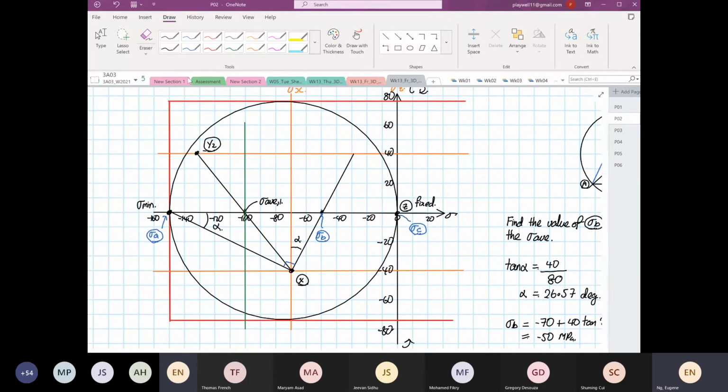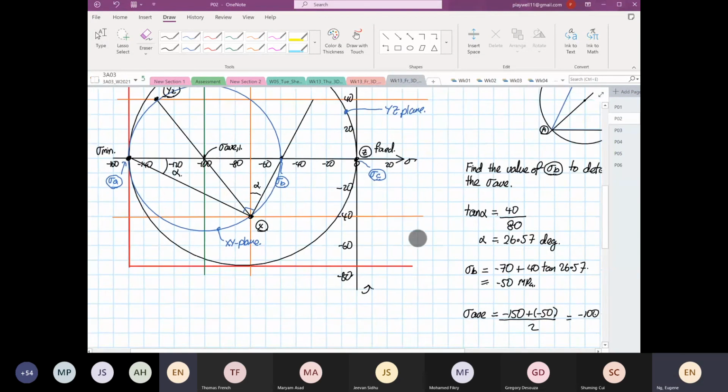Hold on. Where is my pen? Okay, so this is our Mohr circle. Okay, so this is for your XY plane. Okay, and then the outer one, this one that we have drawn, the big one, it belongs to your YZ plane.